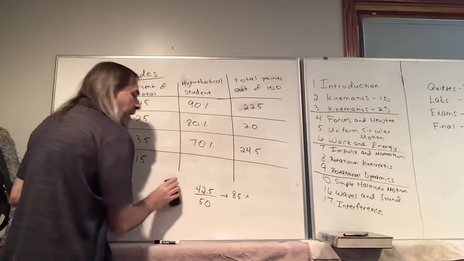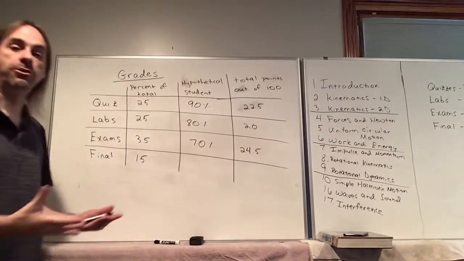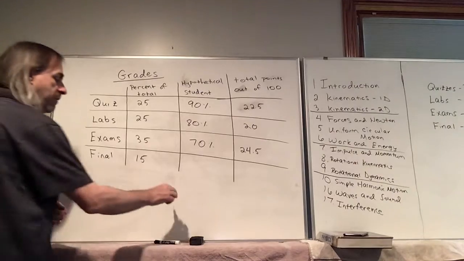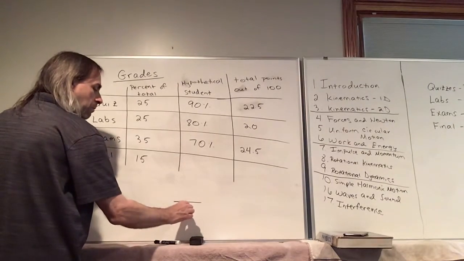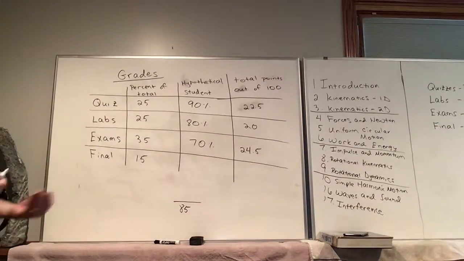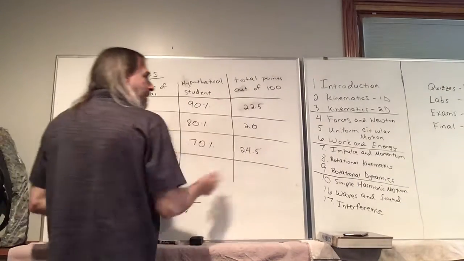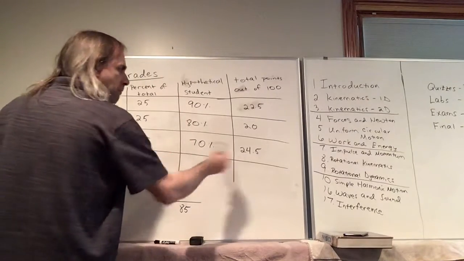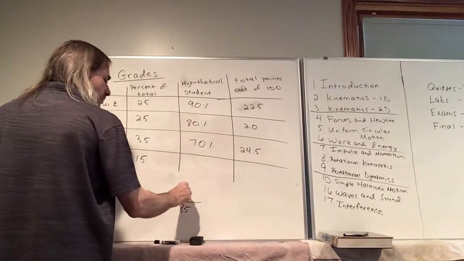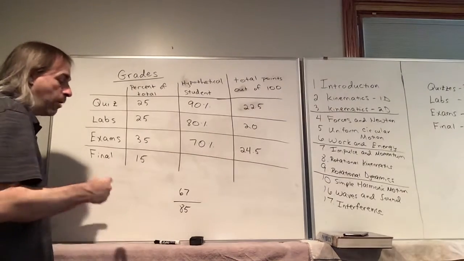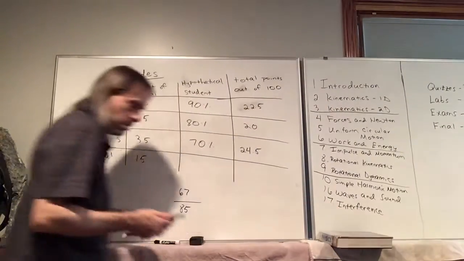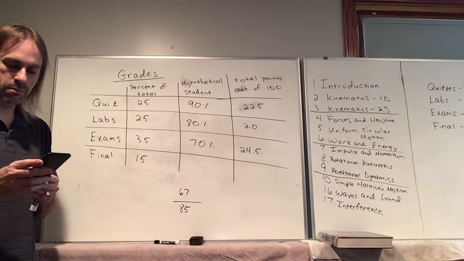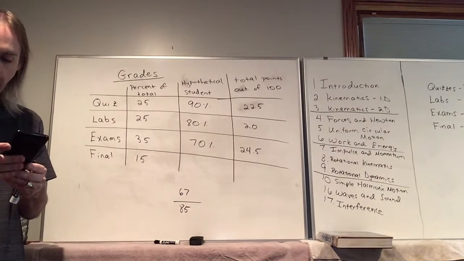So now say you've taken your first exam and you want to see how you're doing in the class. So now there's been a total of 85 possible, because we're now considering exams. Now if we add these up, what do we get? 67. And that's 67 out of 85. Let me do that here. That's 78.8%.